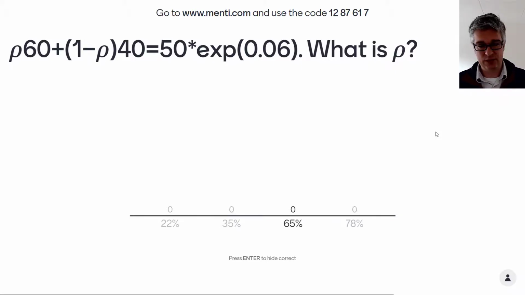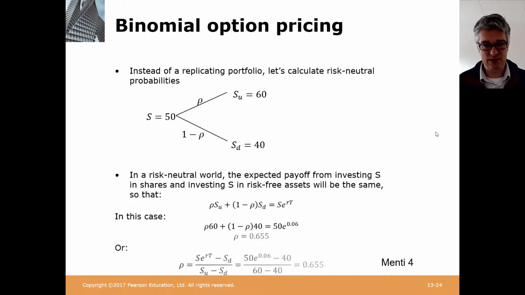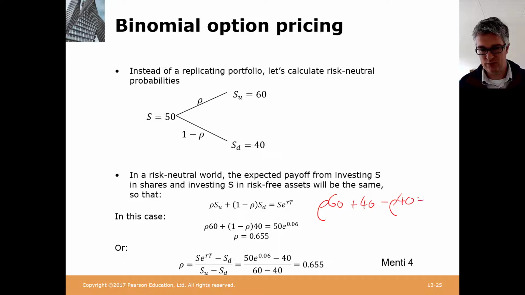And then of course rho is 65%. How do you calculate that? Well, simply fill in the numbers. So this is rho times 60 plus 1 minus rho times 40 equals, well, 50 e^0.06. So rho is (50e^0.06 minus 40) over (60 minus 40).